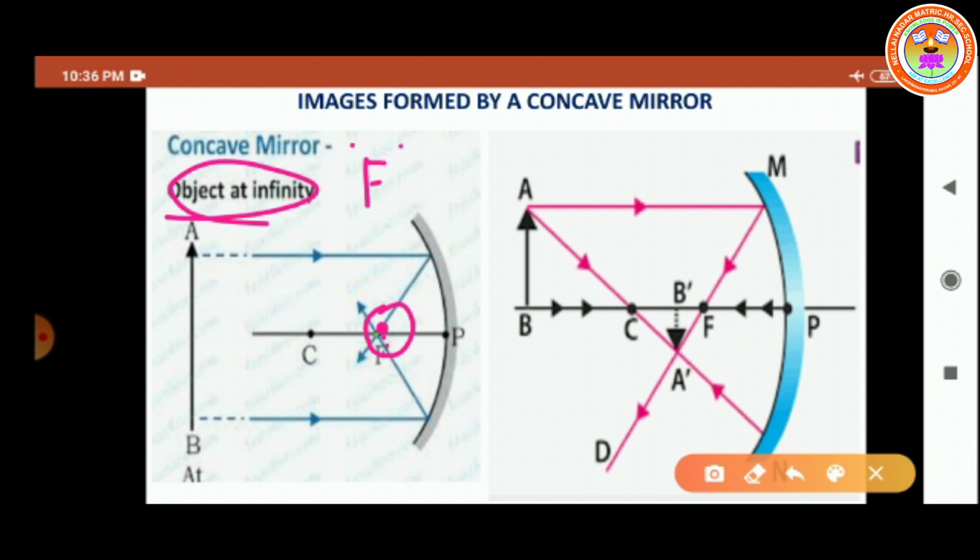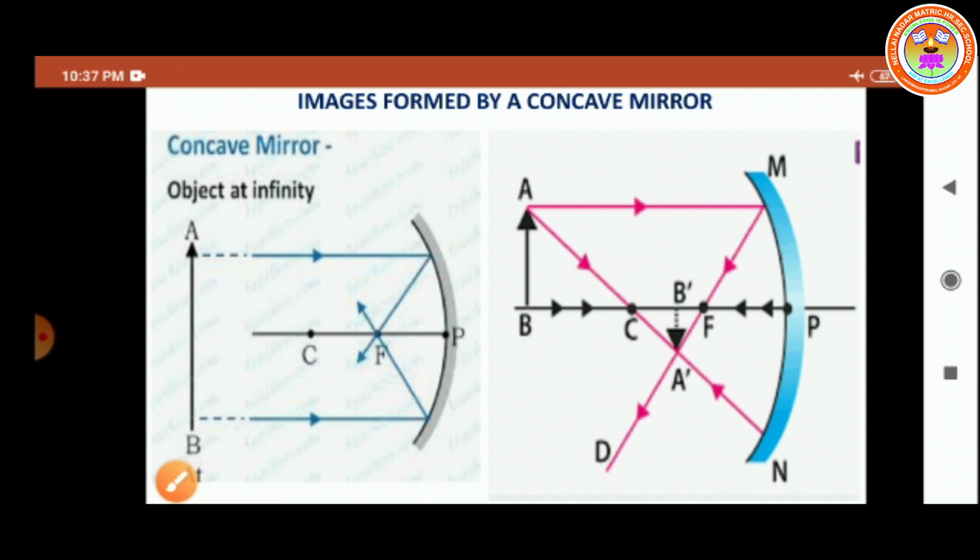Suppose the object is located beyond C. Beyond C means what? C is taken as the center of curvature. So we have to keep the object on the back side, beyond the C. AB is taken as the object, and this is the center of curvature. So the object is located beyond C.